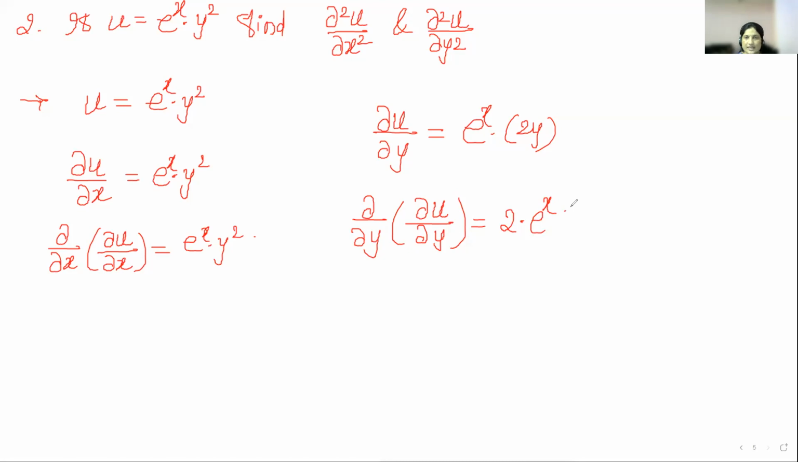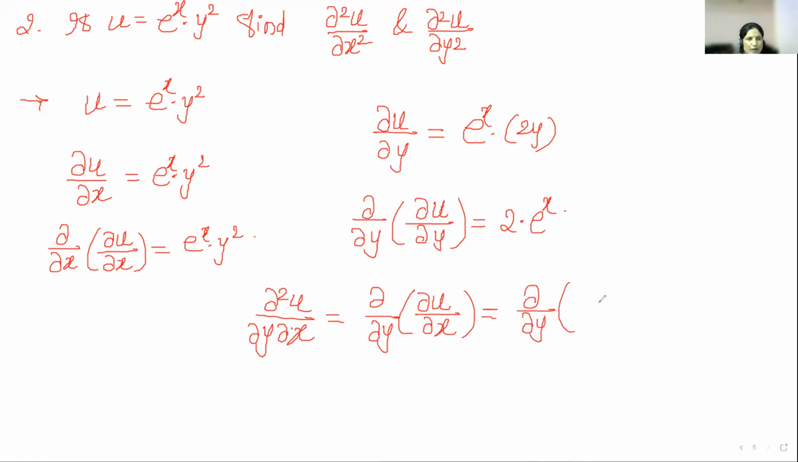Yes, ma'am. Suppose I want to take the derivative of the given function, ∂²u/∂y∂x. Means here ∂/∂y of ∂u/∂x is the derivative of the given function with respect to y. So ∂u/∂x is e^(xy²). Now I am taking derivative of this function with respect to x, sorry, with respect to y. So e^x is constant, derivative of y² is 2y. So 2 into e^x into y.